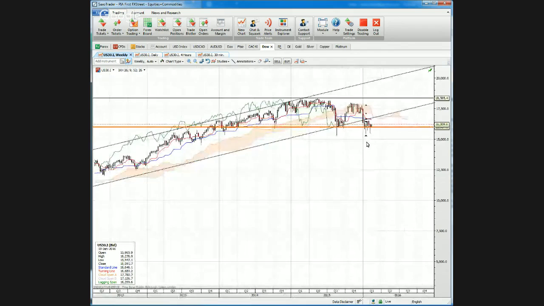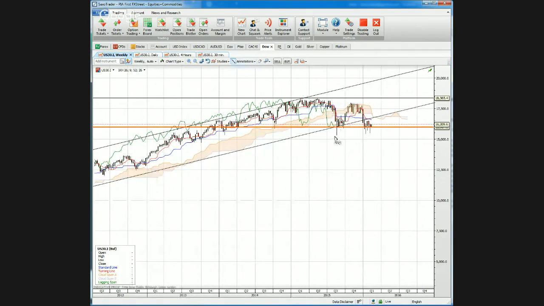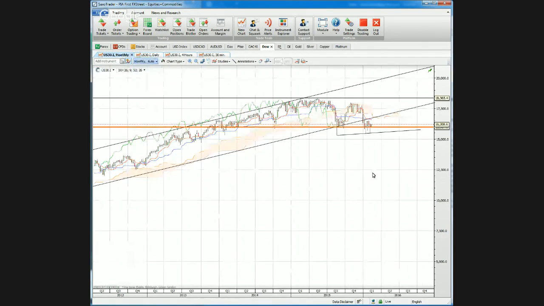And again, we're seeing a very similar formation here. A couple of things to watch out for. This can be classed as a triple bottom. We call it a double bottom. Let's switch to the monthly chart to see how.